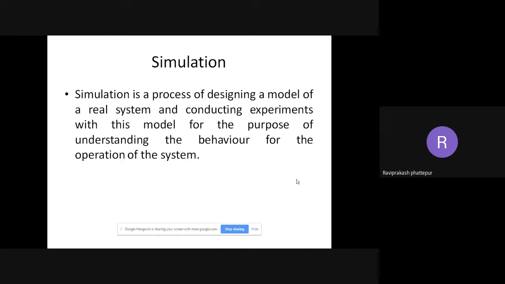Simulation is a process of designing a model of a real system and conducting experiments with this particular model for the purpose of understanding the behavior for the operation of the system. So what does this mean? So this means we are building that particular simulation. Okay, then we are changing the inputs. So when we change the inputs, how will the particular system, the simulation you have made, react? Okay, so this is what we want to see. That is what is being told here. It's the process of designing a model of a real system.